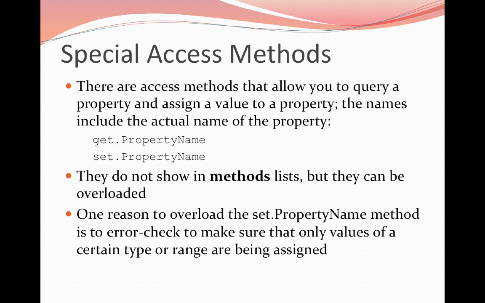There are special access methods that allow you to query a property and to assign a value to a property. The names include the actual name of the property. So it's get.propertyName, whatever the property name is, or set.propertyName. Now when you use the methods functions, these do not show up in the methods list, but you can overload them. One reason in particular to overload the set.propertyName method is to allow error checking to make sure that only values of a certain type or range are being assigned.